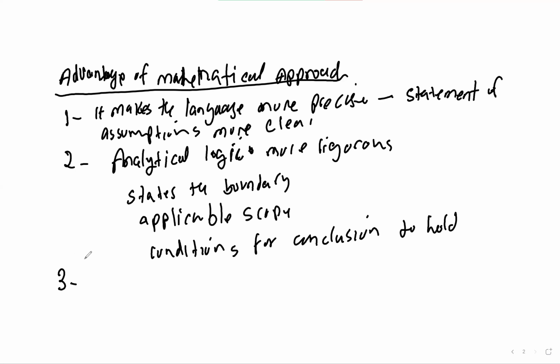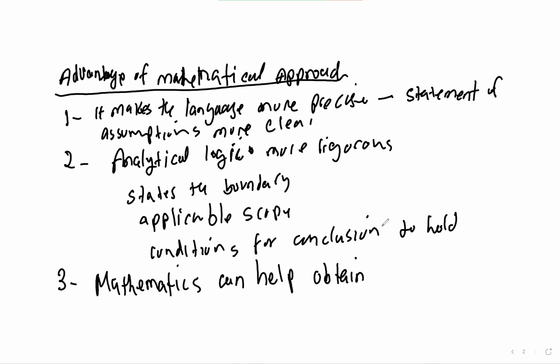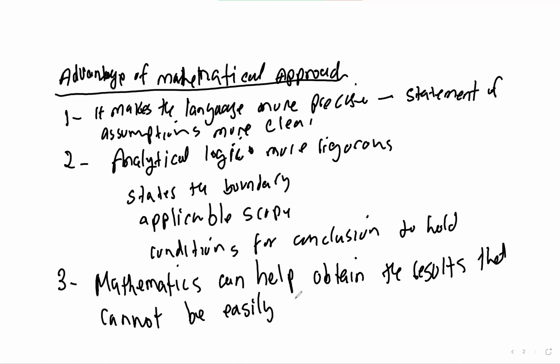Three, mathematics can help obtain the result that cannot be essentially attained through intuition. So this is very important. Mathematics can help obtain the results that cannot be easily attained through intuition.